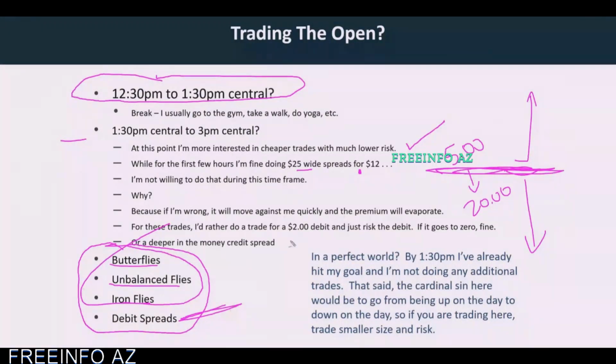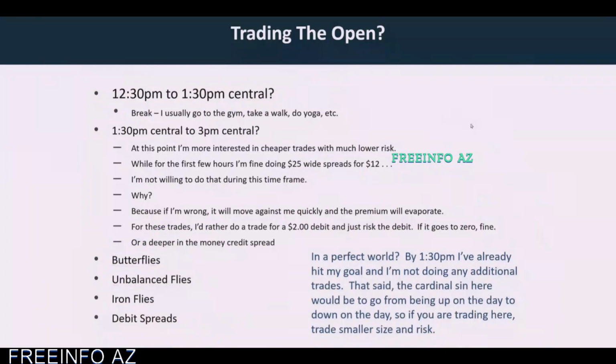But in a perfect world, by 1:30, I've already hit my goal, and I'm not necessarily needing to do any additional trades. That said, the cardinal sin here would be to go from being up on the day to down on the day. So if you are trading into the close, you want to do smaller size and smaller risk. If you are scrambling in the last 30 minutes to try to hit your goal, a lot of times that can lead to errors, right? So this is a time to be cautious and take advantage of the cheap options that are setting up.